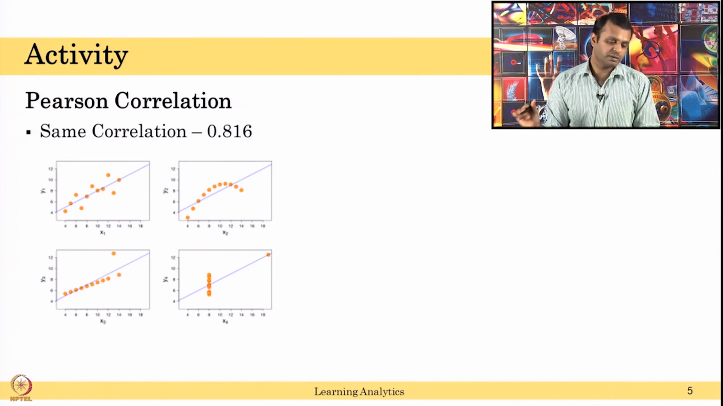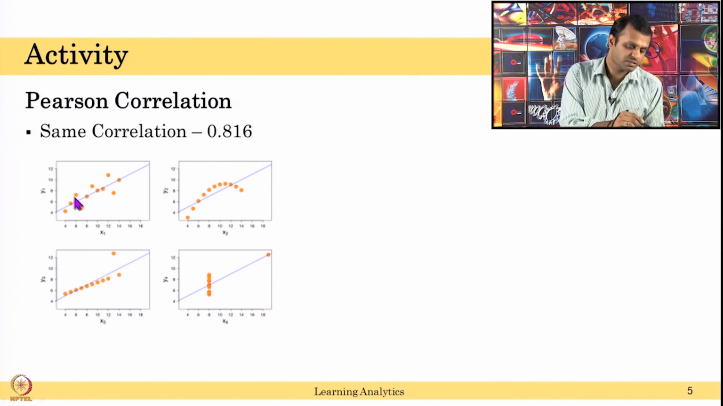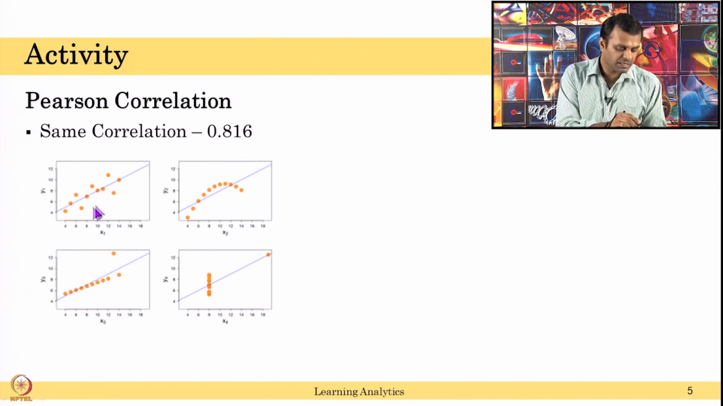The first one, x1 versus y1, is scattered around a linear relationship, so there is a 0.816 correlation, which is good. This next one is not a linear relationship, right. Y is non-linear with respect to X. Still the correlation coefficient is 0.86 because a line can fit these points. So, here is the drawback of Pearson correlation, that non-linear relationship is not identified.